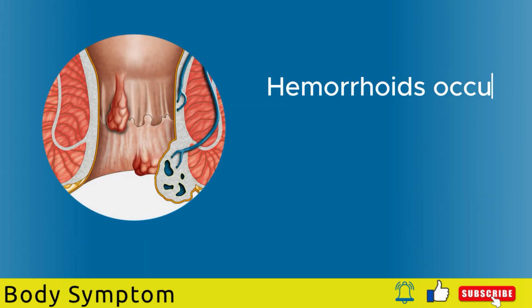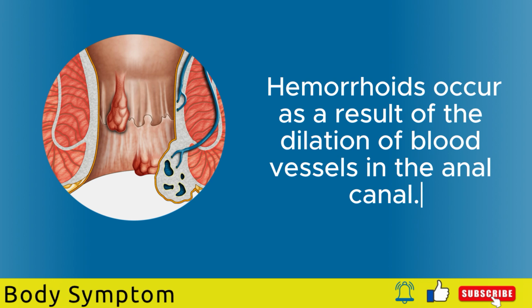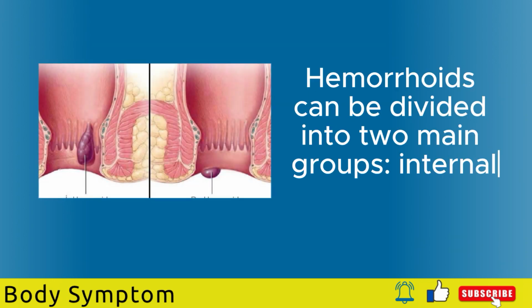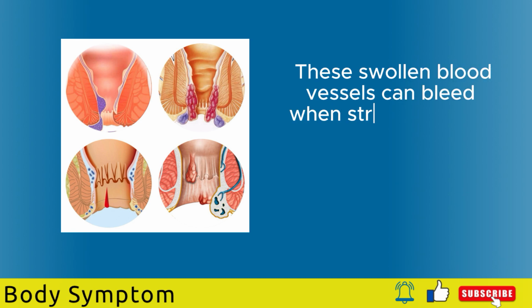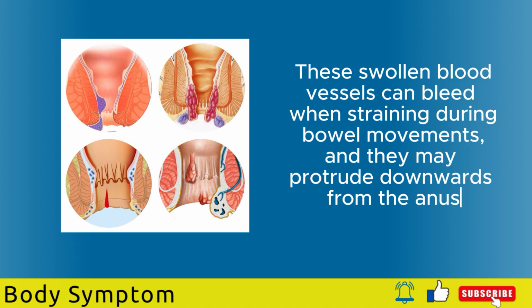Hemorrhoids. Hemorrhoids occur as a result of the dilation of blood vessels in the anal canal. Hemorrhoids can be divided into 2 main groups, internal and external. Internal hemorrhoids occur when the blood vessels inside the anal canal swell. These swollen blood vessels can bleed when straining during bowel movements, and they may protrude downwards from the anus.